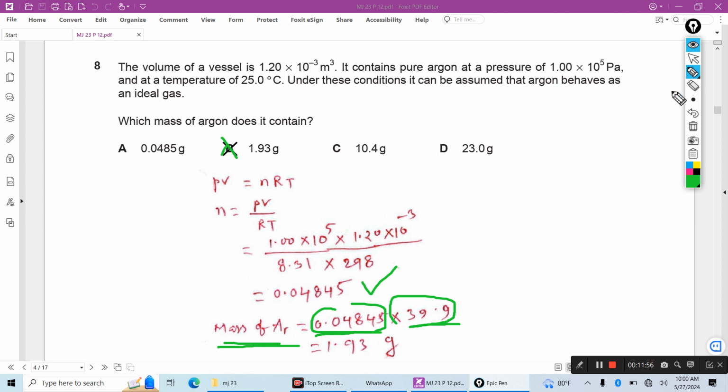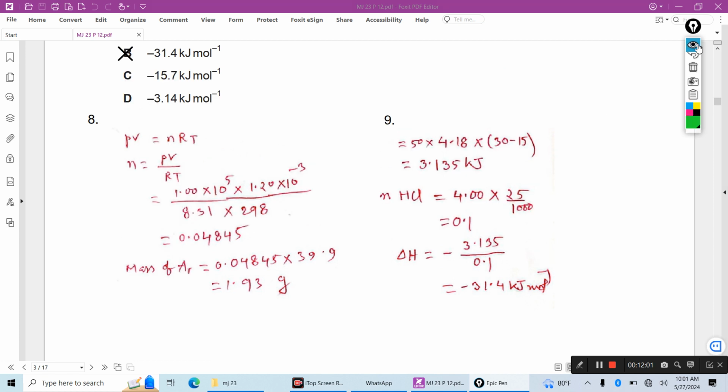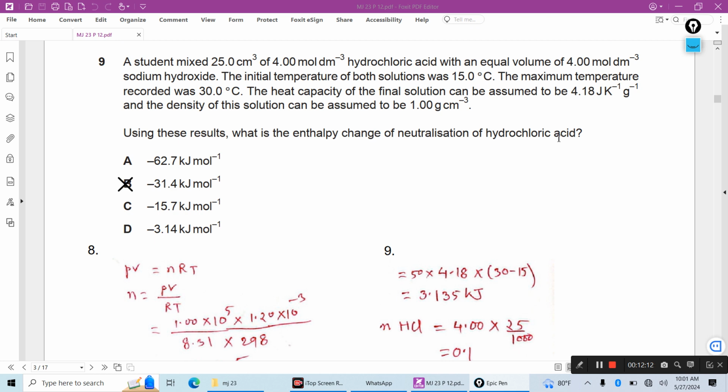Then this is the number 8 answer, 1.93. Now next, number 9. A student mixed 25 centimeter cube of 4 mole per dm cube hydrochloric acid, volume and concentration given, with an equal volume of 4 mole per dm cube sodium hydroxide.